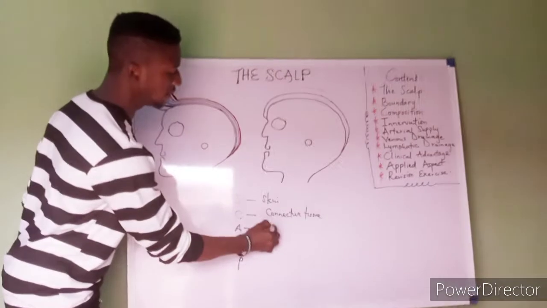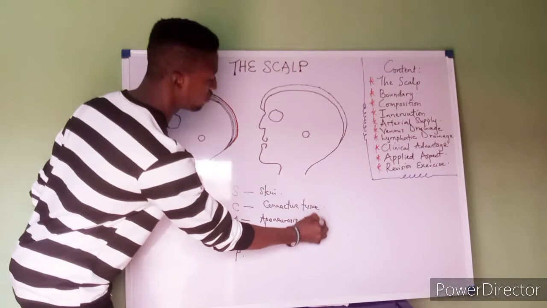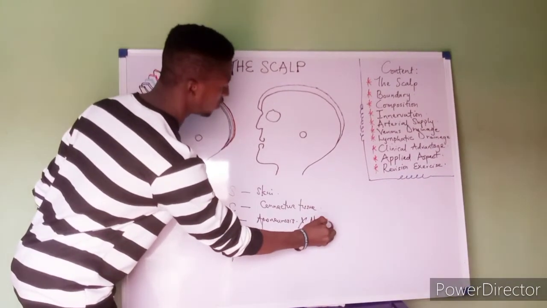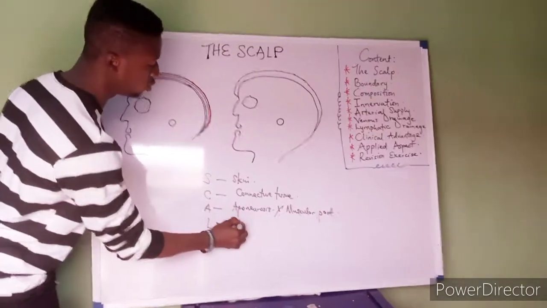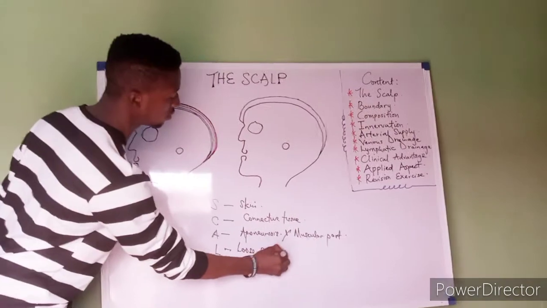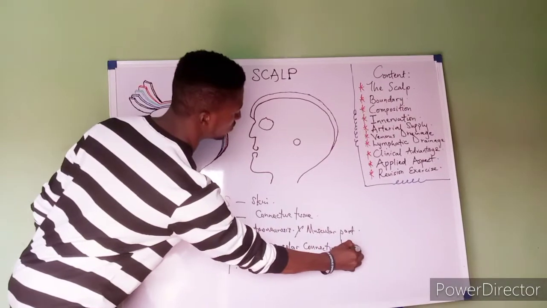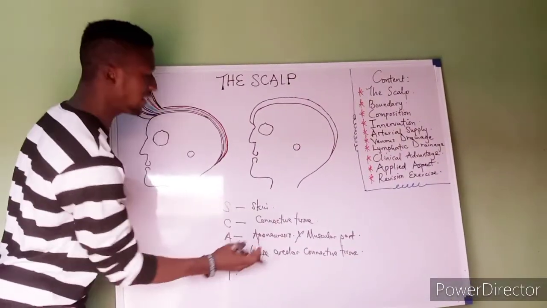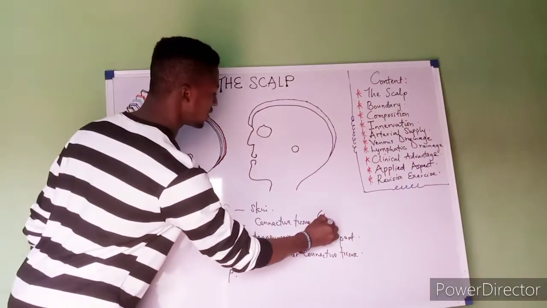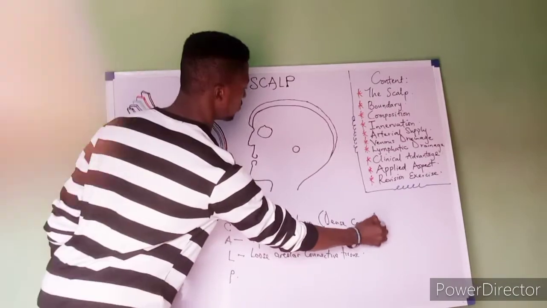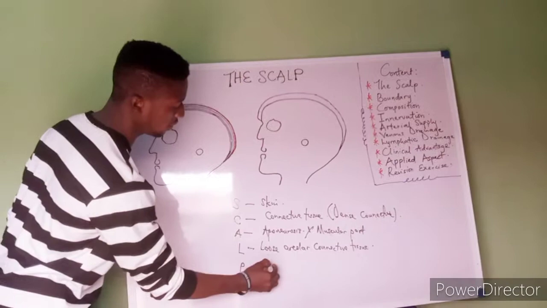A is aponeurosis and muscular part. You also have the loose areolar connective tissue. Therefore, it is necessary to know that if this is loose connective tissue, this above will be a dense connective tissue, while here we have the pericranium.